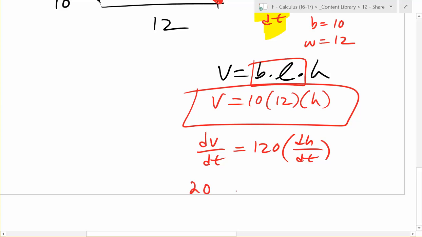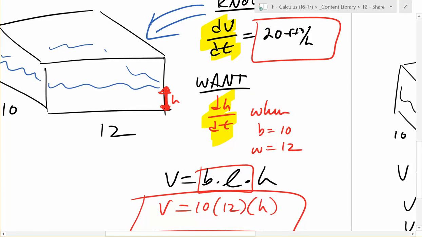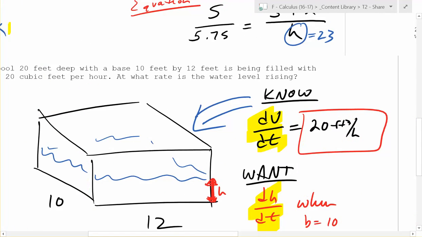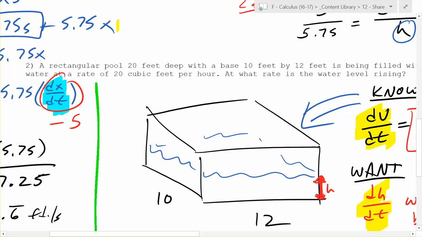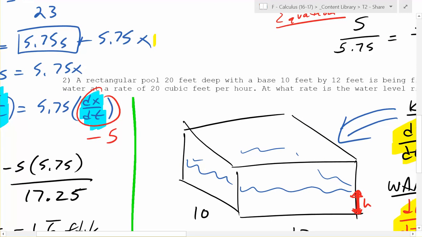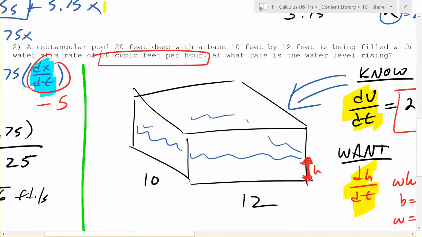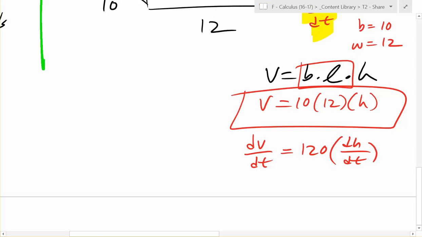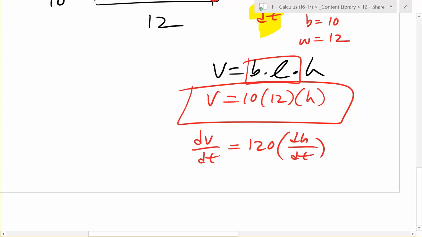No, it's 2400. Did I copy that down wrong? Where'd you get 2400 from? That's the actual volume. That's not the rate at which it's filling. That's what you want. This is right. You want 20 cubic feet per hour. 2400 is the actual volume of the box, of the total pool, but that's irrelevant. That would just tell you when it would overflow, but it's 20 in this case.